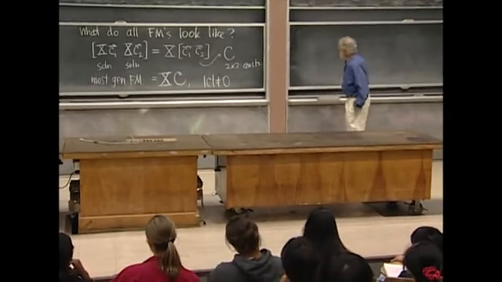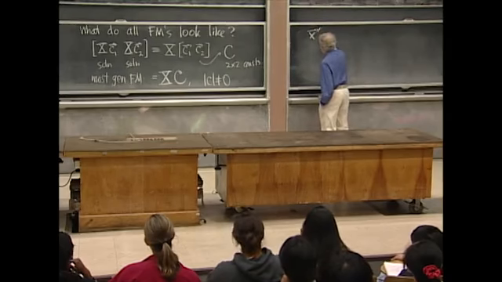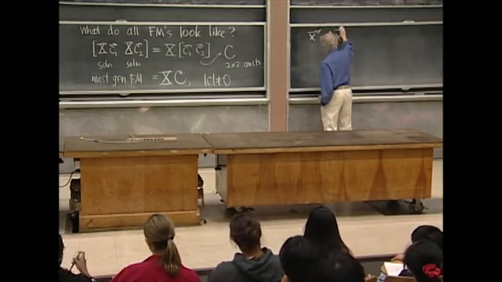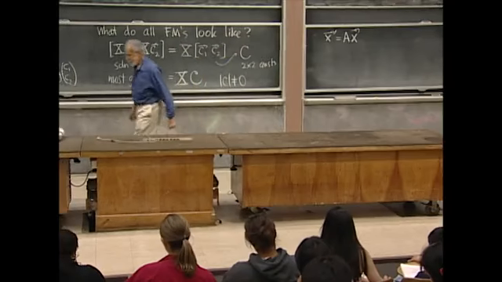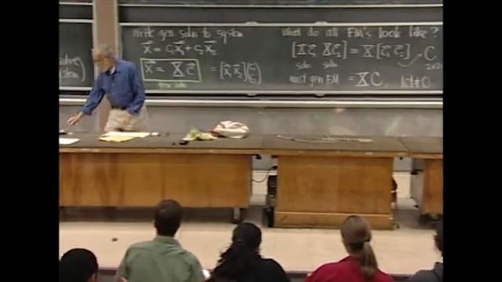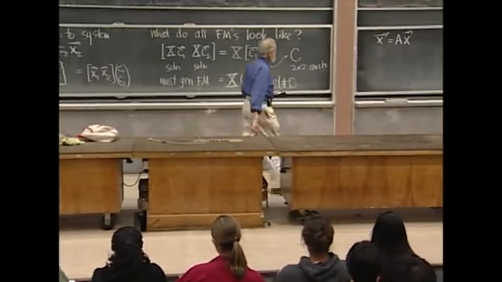So here's the problem. Once again, we've got our 2 by 2 system, or n by n if you want to be super general. There's our system. What have we got so far by way of solving it?